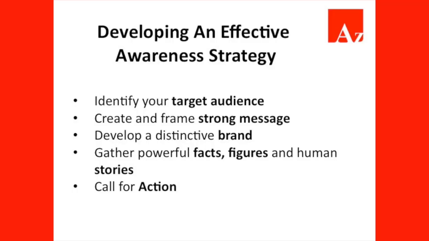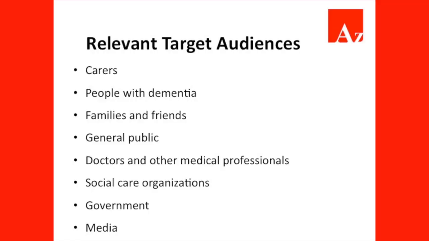So now I will take you through the basic steps of developing an effective awareness strategy. We will always have to start by identifying our target audience. Who do we want to speak to and what about? Then we need to create and frame a really strong message, and that will help us also develop a very distinctive brand. While doing so, we need to have facts, we need to have figures, we need to have human stories. And all these will end up in a call for action, something specific that we will ask our audience to do.